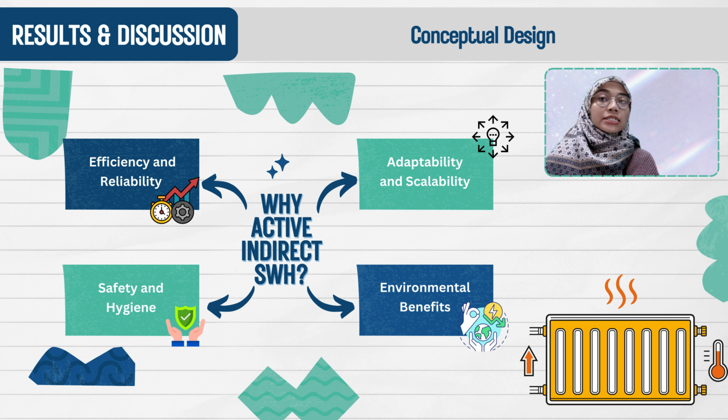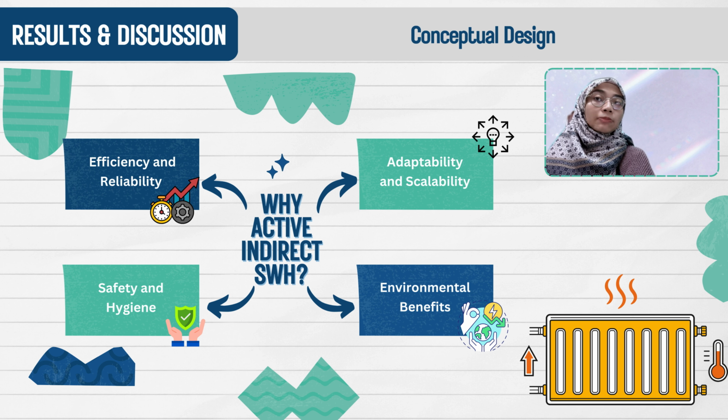The second one is safety and hygiene. Heat exchangers keep potable water separate from the heat transfer fluid, which in this case is propylene glycol, hence maintaining the water quality, while the expansion tank manages the pressure, enhancing the safety.